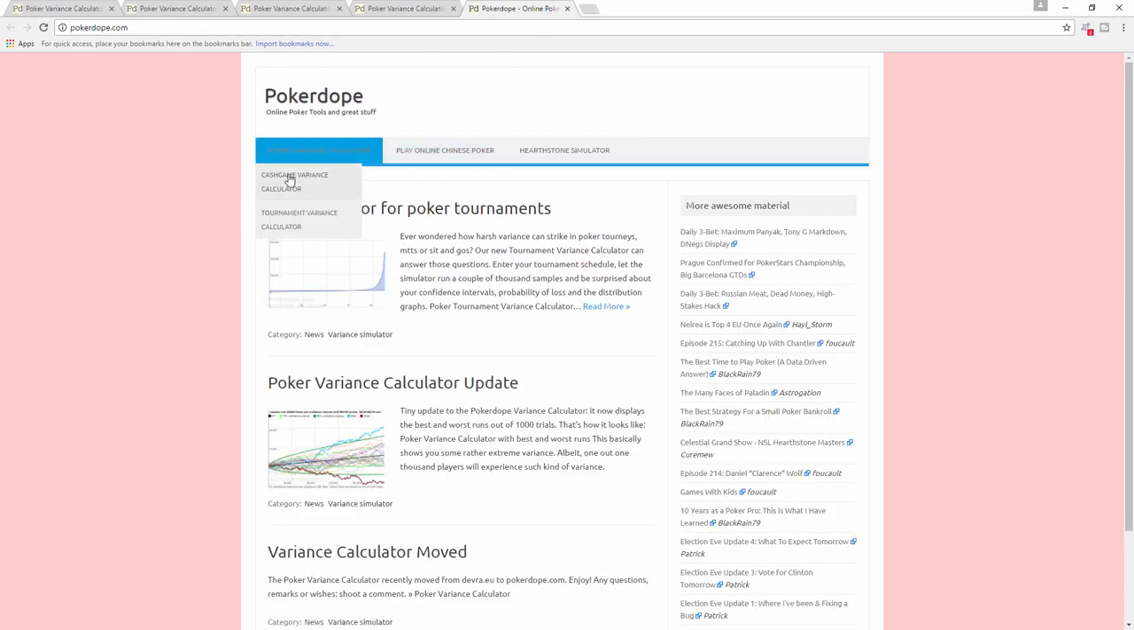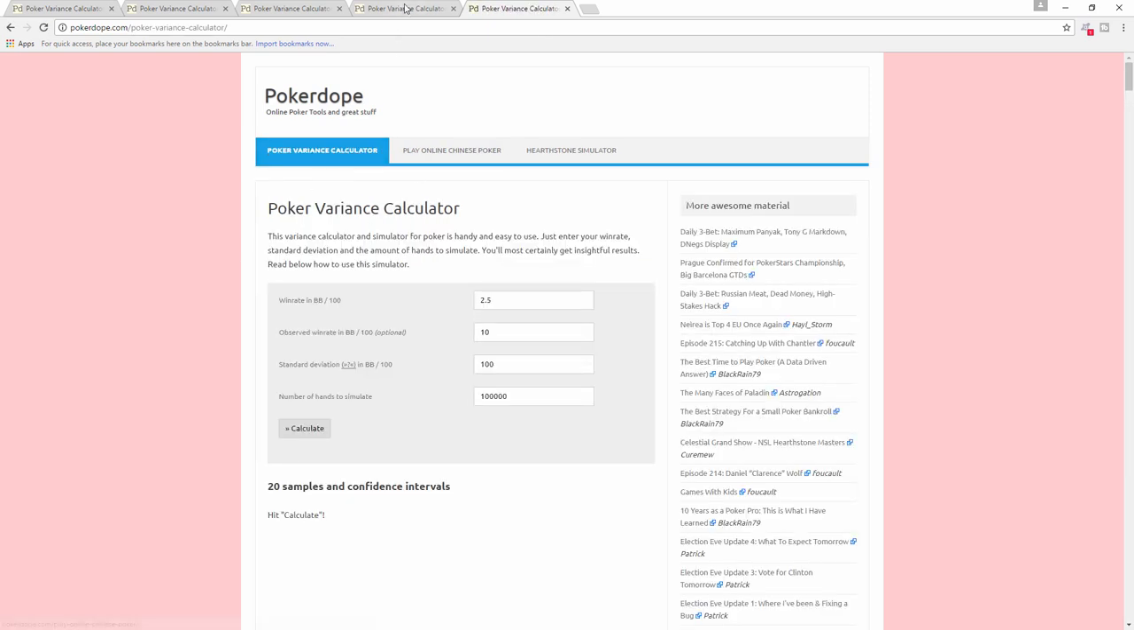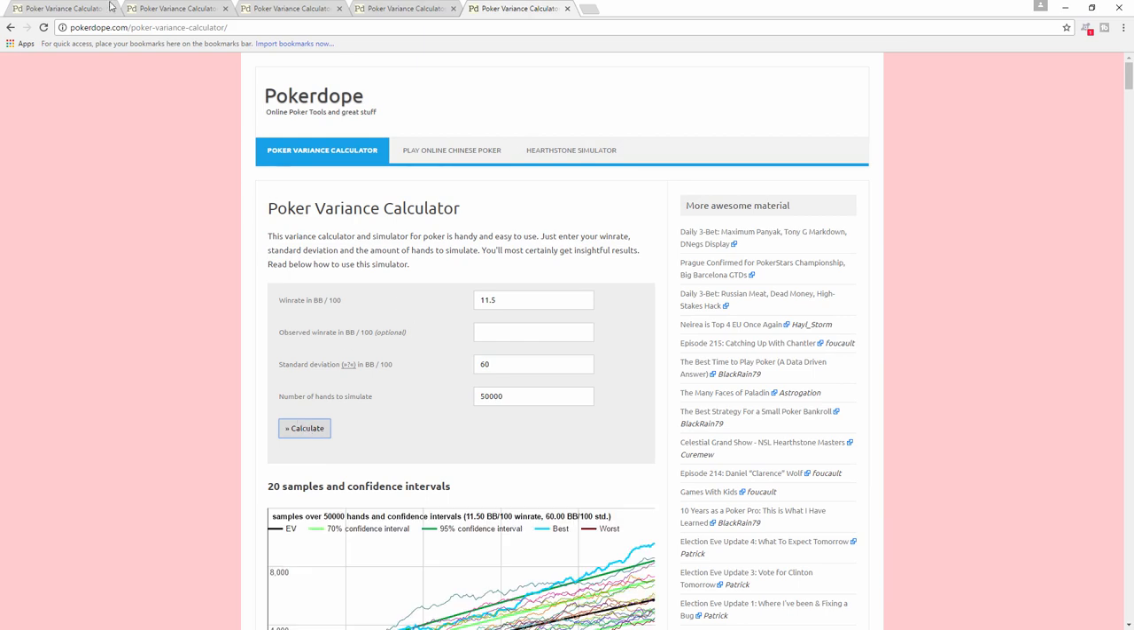So let's click here. Let's do a cash game calculator. And let's do 11.5 because I've been incrementing by that. We don't need to do an observed win rate. And then we'll drop theirs down to, let's say, 60. And we'll do 50,000 hands. Now, you could do 100,000 hands, but I think 50,000 is fine for what I'm trying to accomplish here.